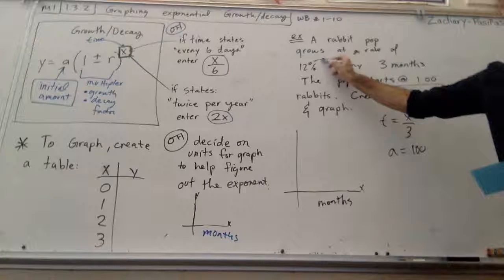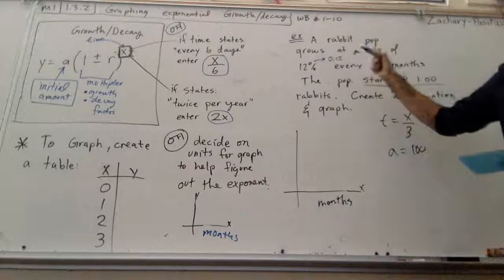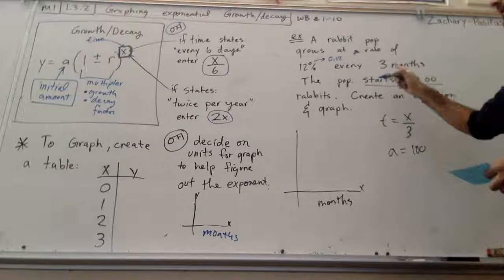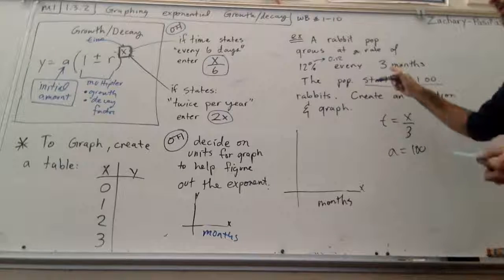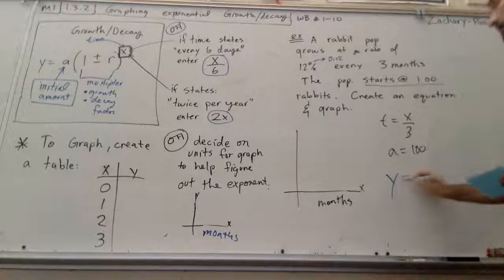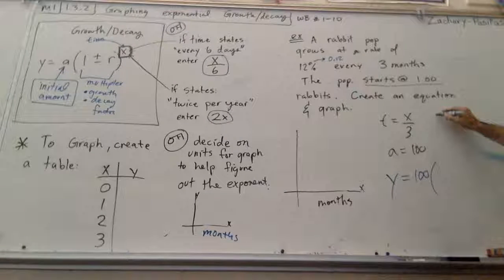12% is what in decimals? 0.12. Perfect, right? Okay. Let's see, what else do we need? We know the rate, we know the initial, we have an idea about the time, so let's see if we could do it. Y is equal to 100. Oh, we had the rate. The rate R is 0.12.